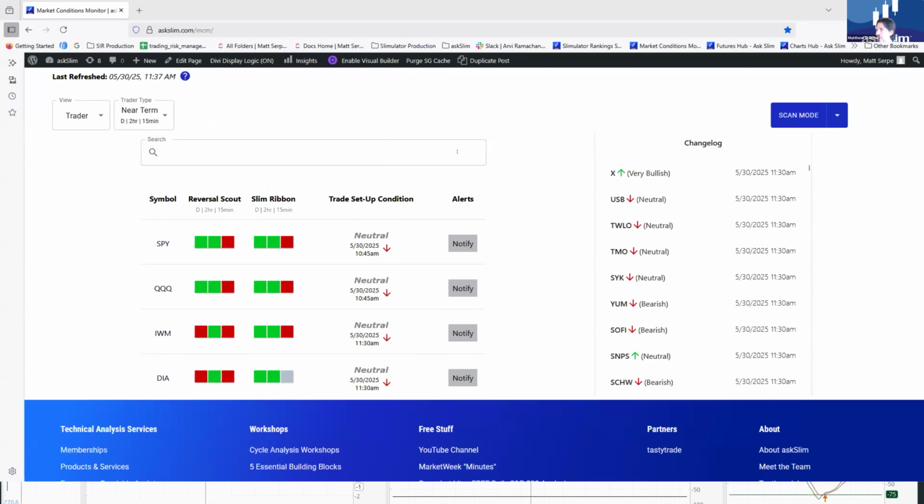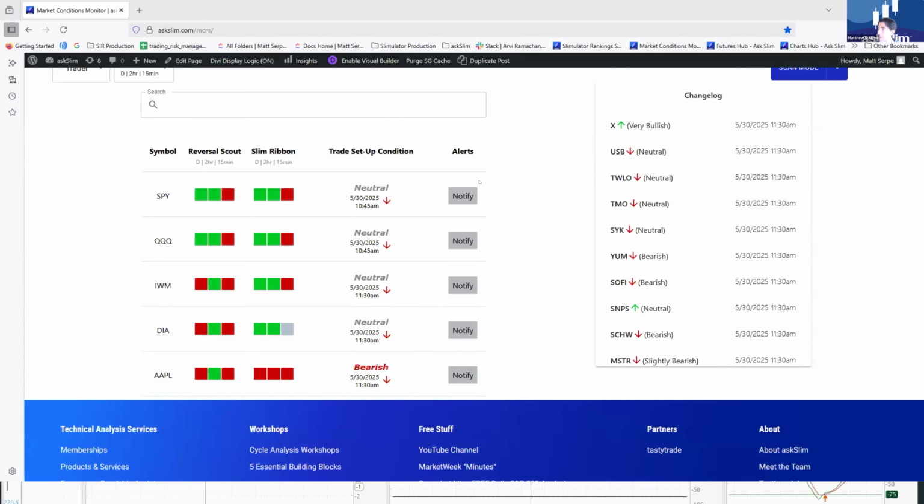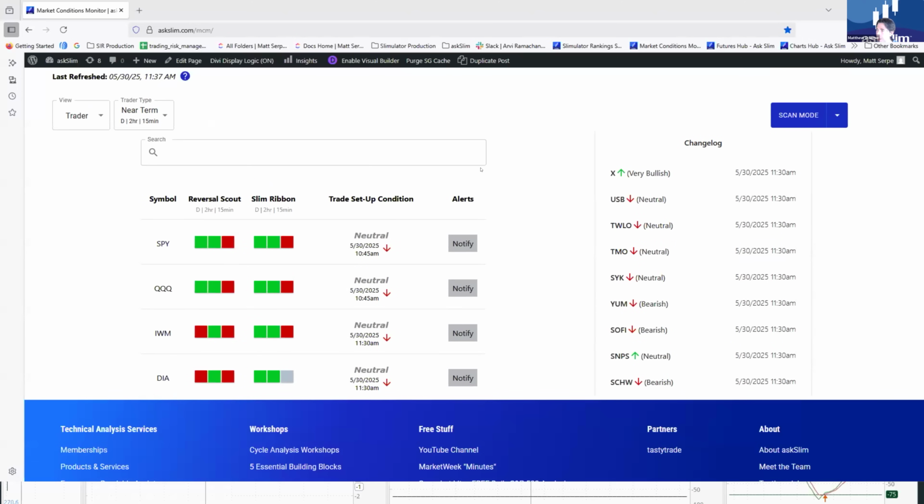So these are ways that you can use these tools where you can set up these notifications, receive those updates on your desktop when conditions are changing, whether you have a position on that you're looking to reduce or take off, or if you're looking to add to a position. This can be very helpful to be able to monitor that. And that's why we call it the market conditions monitor.